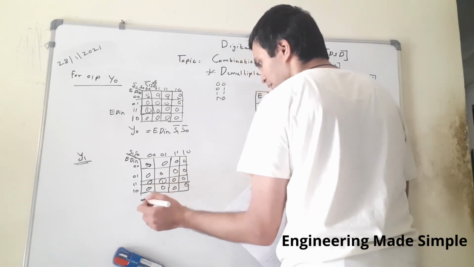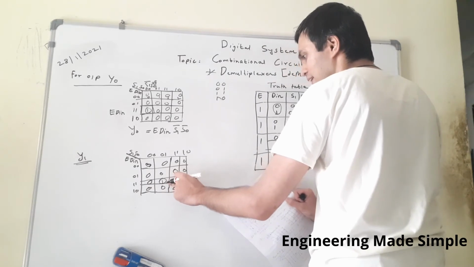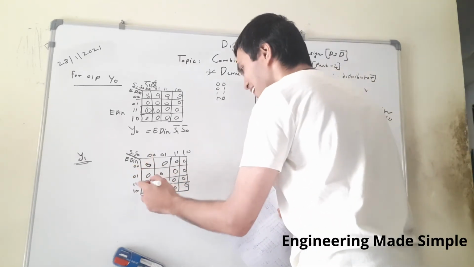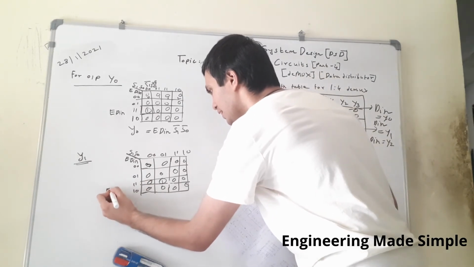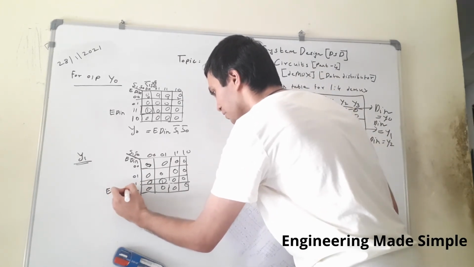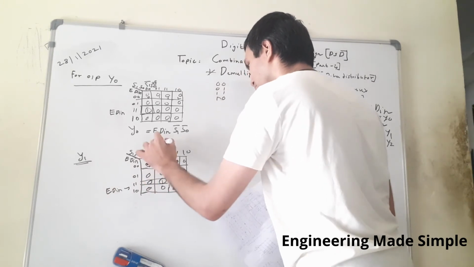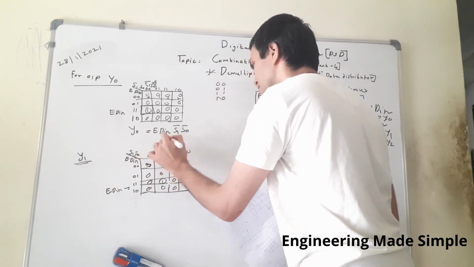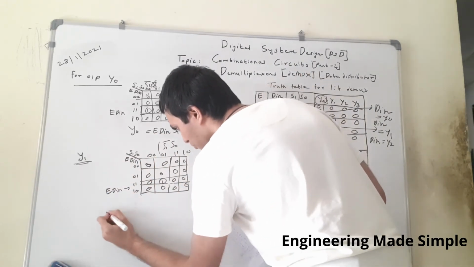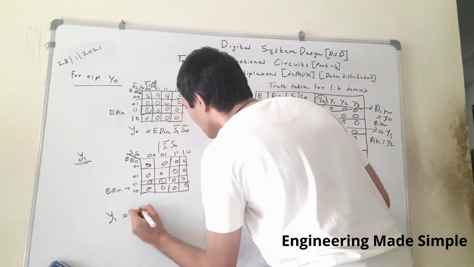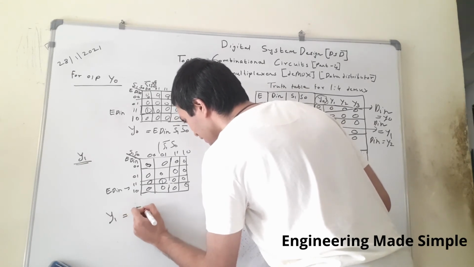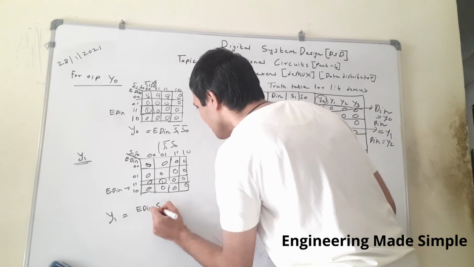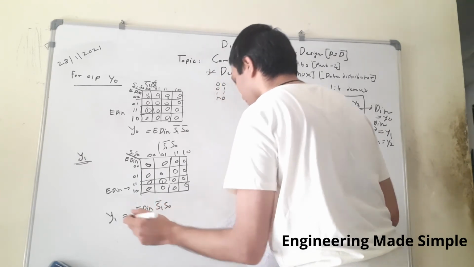And as there is only one term encircled over here, you can write ED in for this particular term, and where it finds intersection in the column, it is S1 bar S0. So your final output y1 will be ED in, that is data input, S1 bar S0.